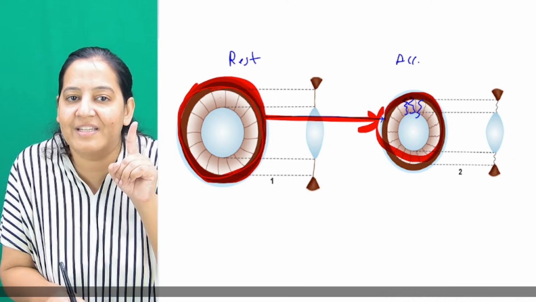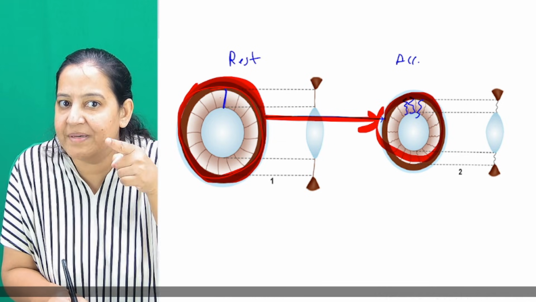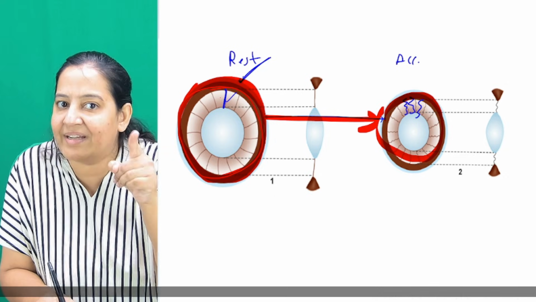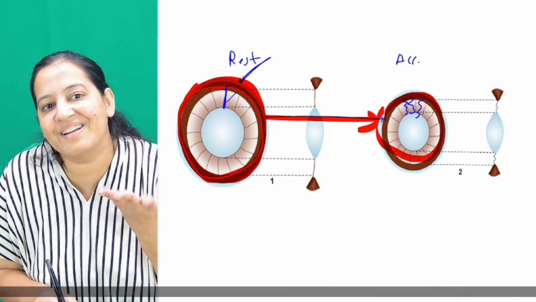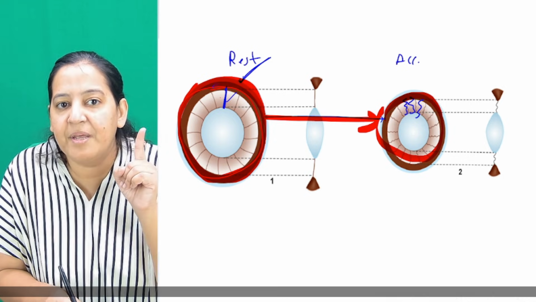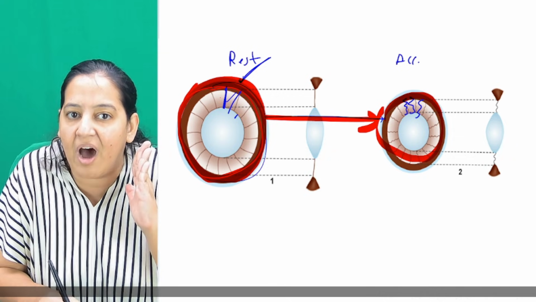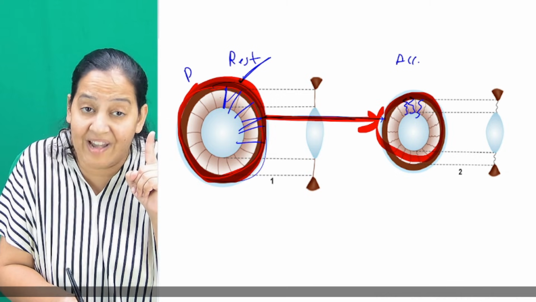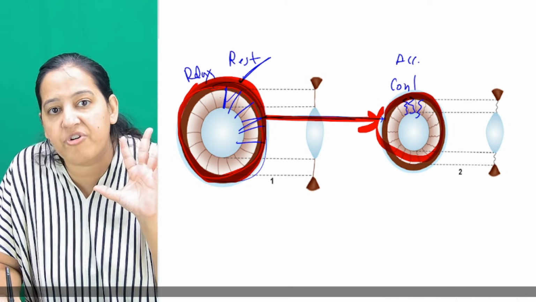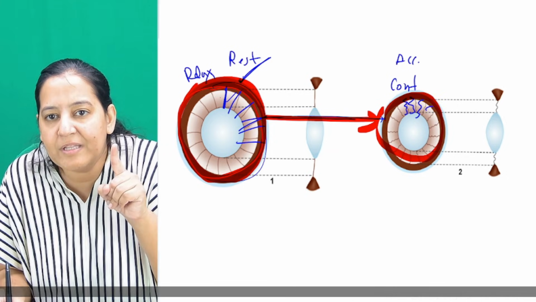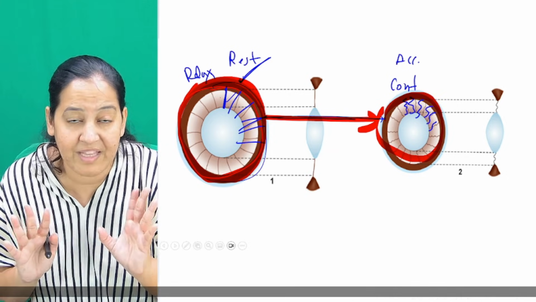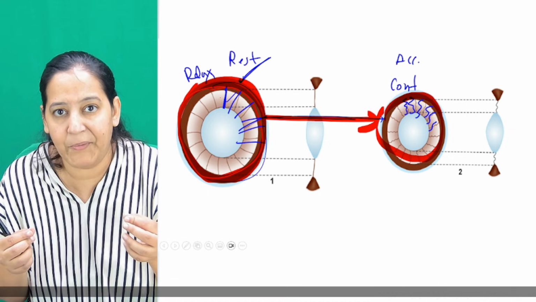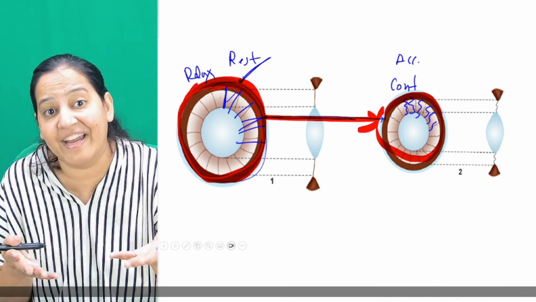So you are right that zonules are attached to the ciliary muscle. You are saying, when the ciliary muscle is contracting, why are zonules not contracting? Zonules don't contract or relax. They are just threads. Either they are tight or they are loose. When the ciliary muscle relaxes, the ring is big, and that's why the zonules are tight. When the ciliary muscle contracts, the ring reduces in size, and that's why the zonules are loose. A zonule is not a muscle, Soumya. They cannot contract and relax. They can only be tight or loose.